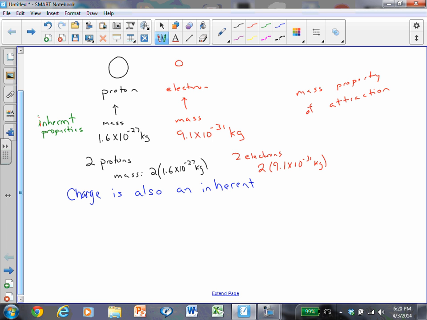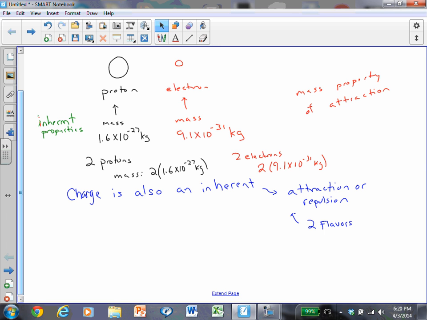Charge is an inherent property that can cause attraction or repulsion depending on the situation. So this we call 2 flavors. And this one, for mass, is only 1 flavor. It's always attraction. But for these elementary particles with charge, it can be both attraction or repulsion.